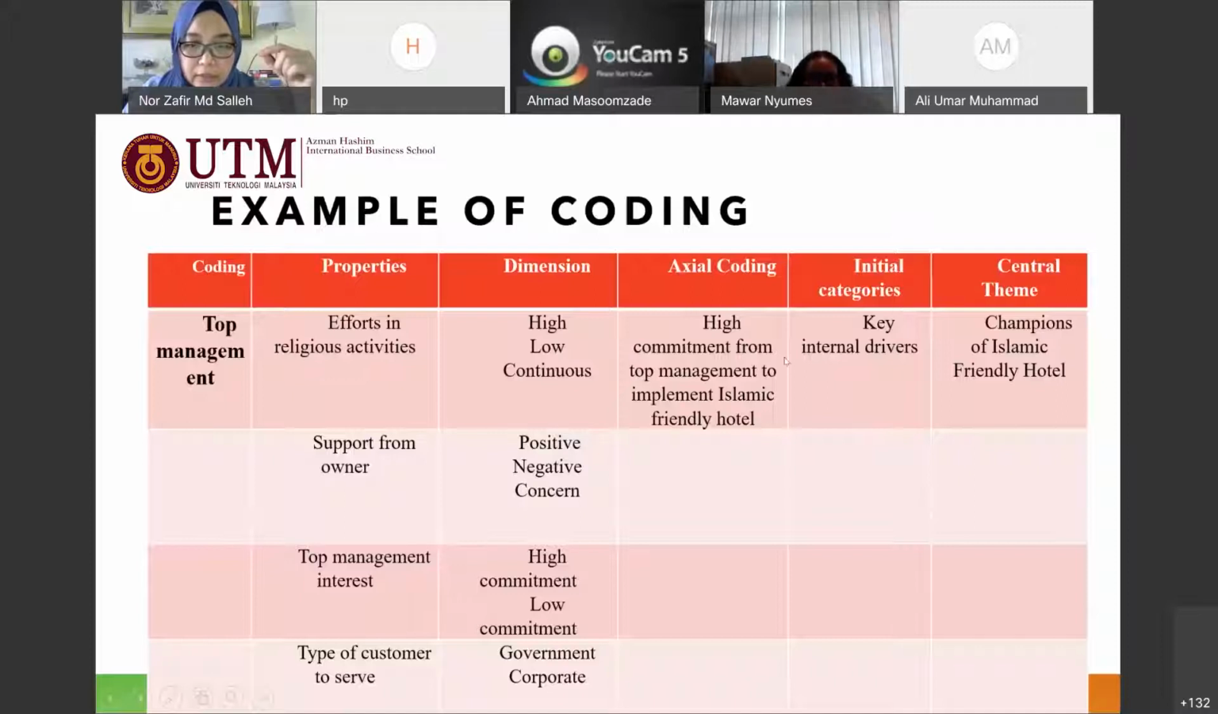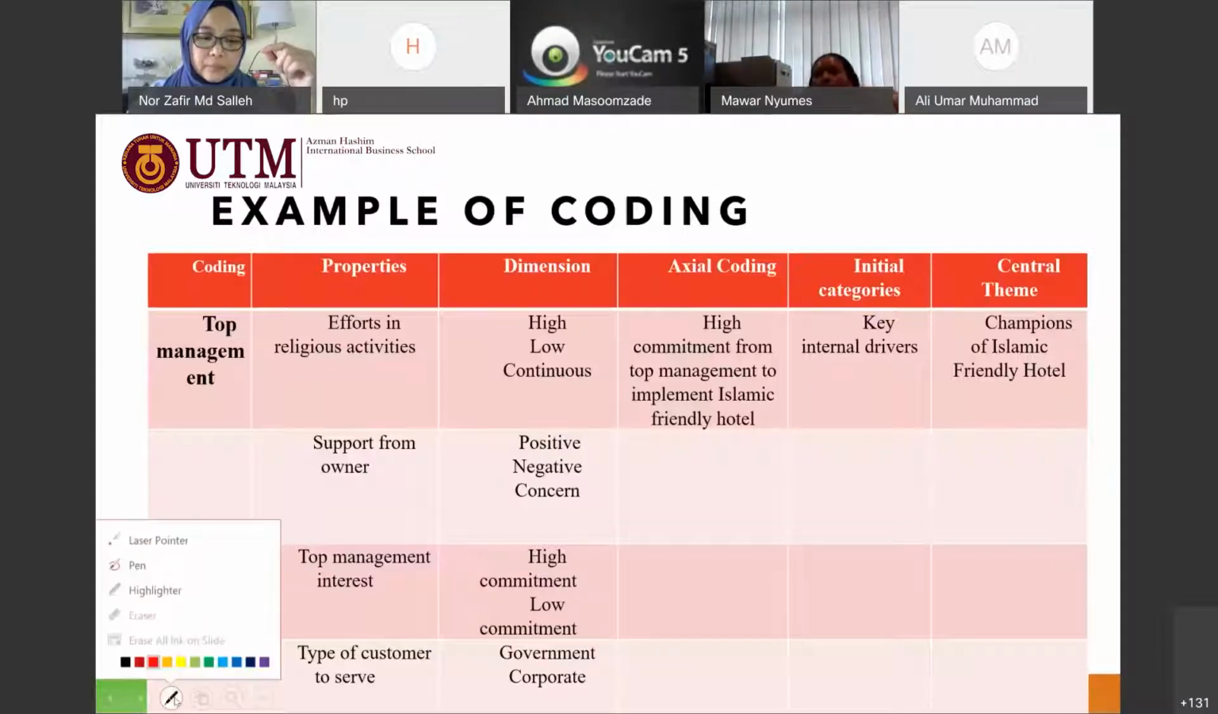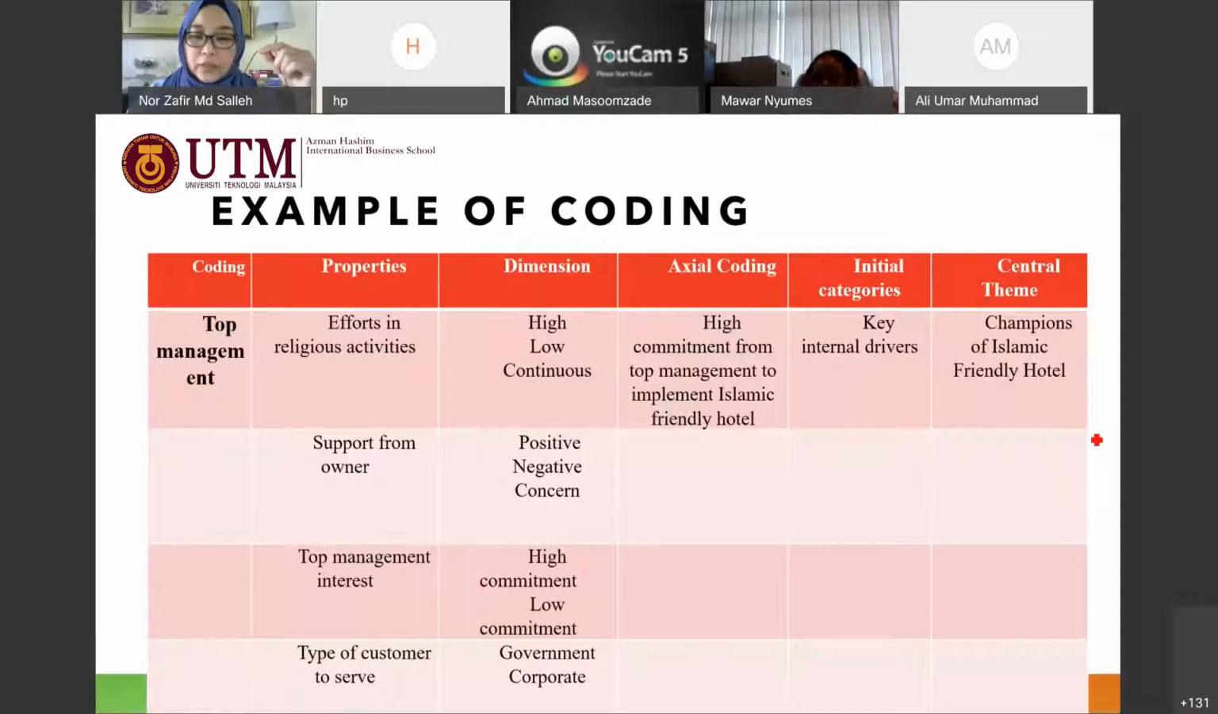Okay, and this is the initial categories. When you go higher, when you reorganize, you compare, you contrast, you will get to these initial categories, and you will get to this central theme, but I will show you how.